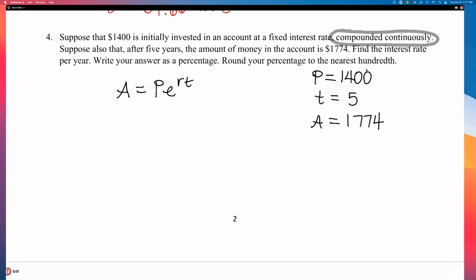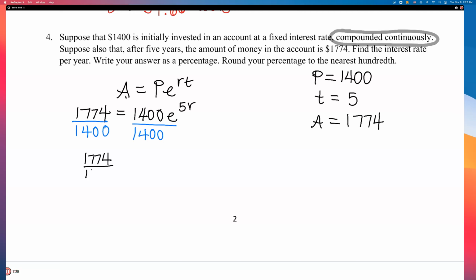Okay, so let's plug in everything we are given. On the left-hand side, let me put 1774. On the right-hand side, let me put 1,400 times e to the, r is unknown, but t is 5, so I'll write that as 5r. Now let's solve this for r. First, divide both sides by 1,400. You see, in the previous problem, when we did the division, we ended up getting 2 here. But now we're just going to have to keep on writing this big fraction, 1774 over 1,400. And the right-hand side is e raised to the 5r power.